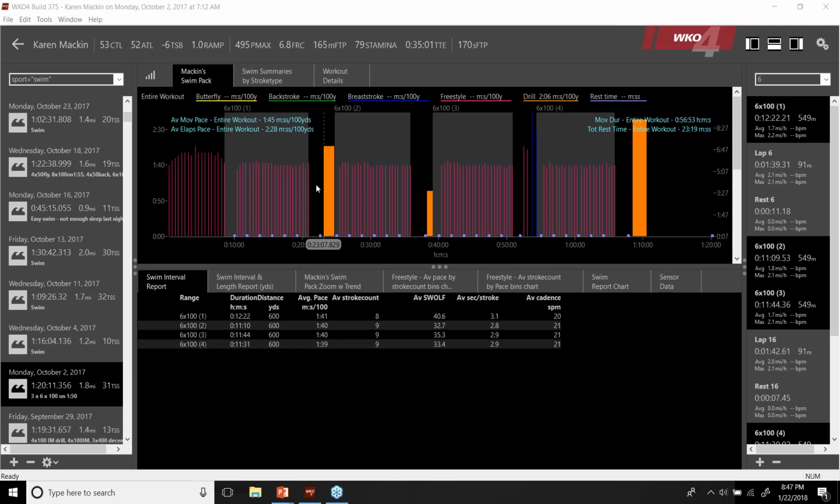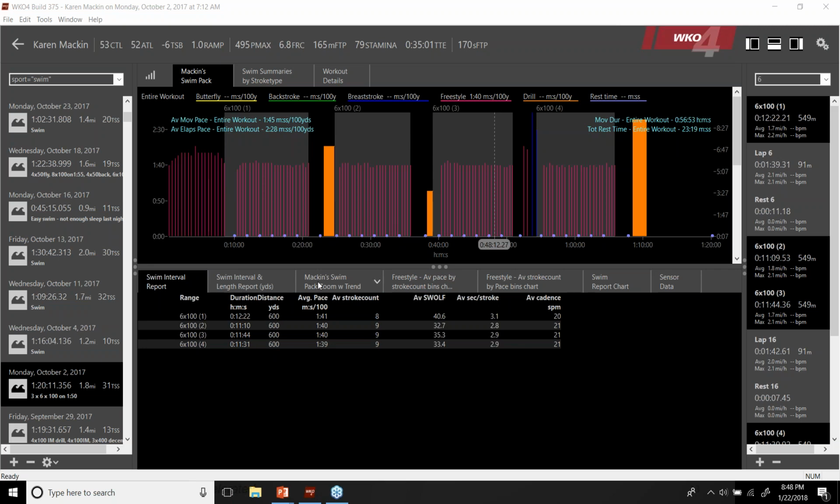The other reason I like the bars, I put dots for the rests so that it's clear where there's actually a rest and you can see each and every length. So I just wanted to show you here, I've got 6x100s that I did on a particular interval. I created ranges around all 6 of those. I've got 4 sets, and I have a swim interval report here that will give me the duration, the distance, the average pace, the average stroke count, some SWOLF, this kind of thing.